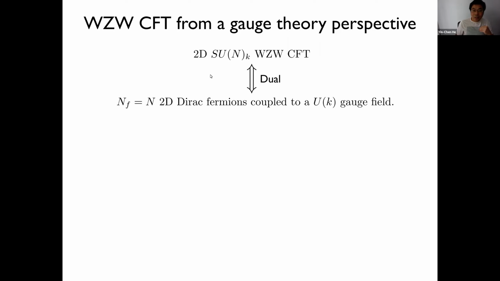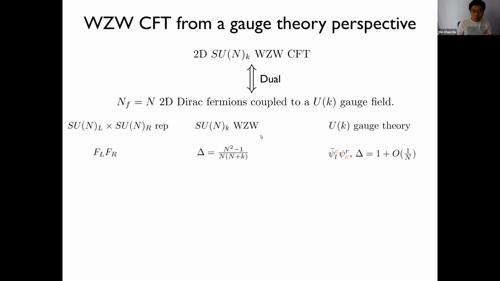It is actually dual to a gauge theory with N flavors of 2D Dirac fermions interacting with a U(k) gauge field. For k equals 1, you can prove this duality exactly because the gauge theory is integrable, as first noticed by Schwinger. For k larger than 1, it's not integrable anymore, but there's some evidence suggesting that the duality is correct. The interesting thing is that the null operator structures, or the decoupling operator structures, of WZW CFTs can be easily captured using this gauge theory.